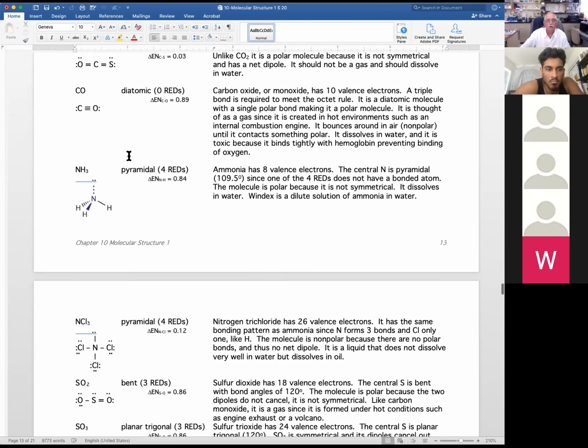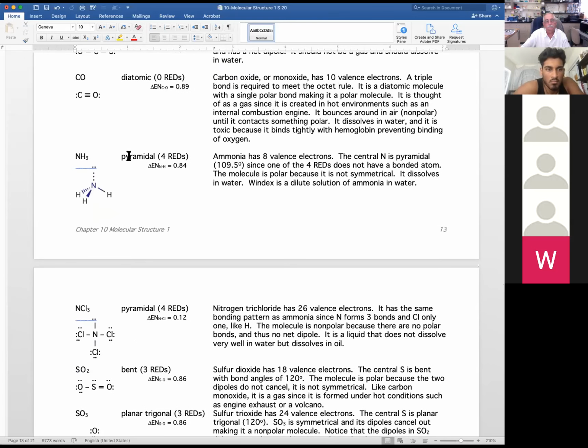What about carbon oxide? Okay, if you were to do this and then count up all the valence electrons, you're going to have to put a triple bond in there. There's no other way of doing it. That's a good one for you to try to do, actually. So triple bonds are quite rare. So the shape of this is simply diatomic. There is no central atom.